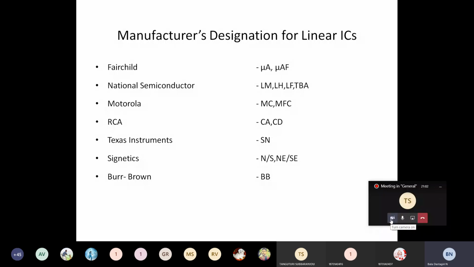If the designation is among these four, then we can say the IC is manufactured by the National Semiconductor company. And if the IC consists of MC or MFC, the particular IC is manufactured by the Motorola company. If the IC consists of SN, then the particular IC has been manufactured by Texas Instruments. Apart from these companies, there are many IC manufacturers, and for each manufacturer there will be a separate designation. Based on the designation, we can find out which company manufactured the IC.